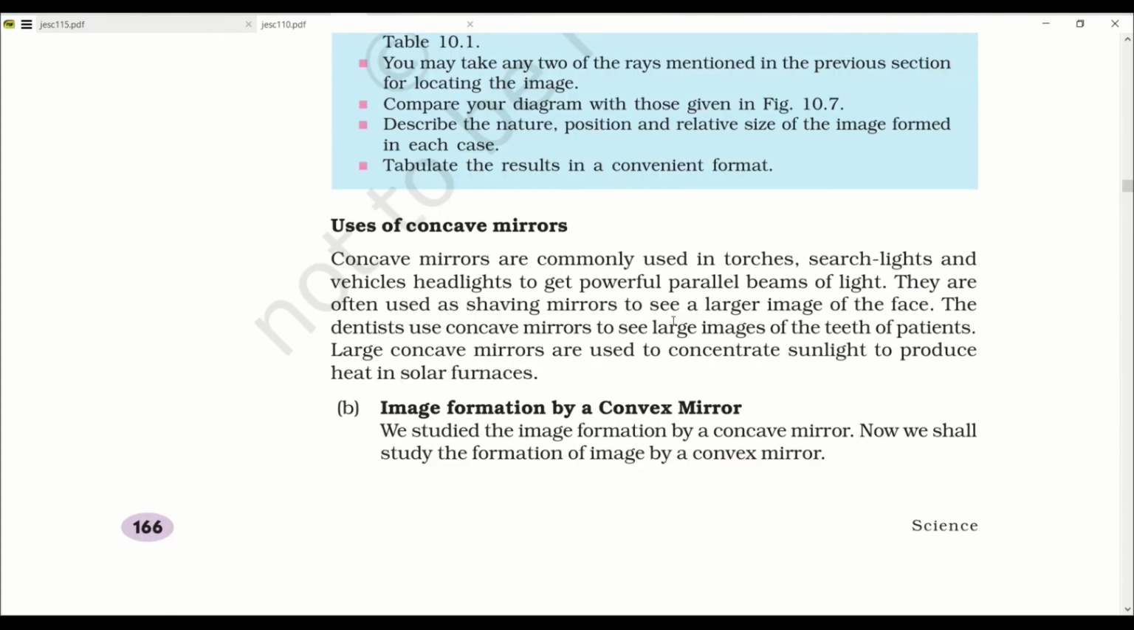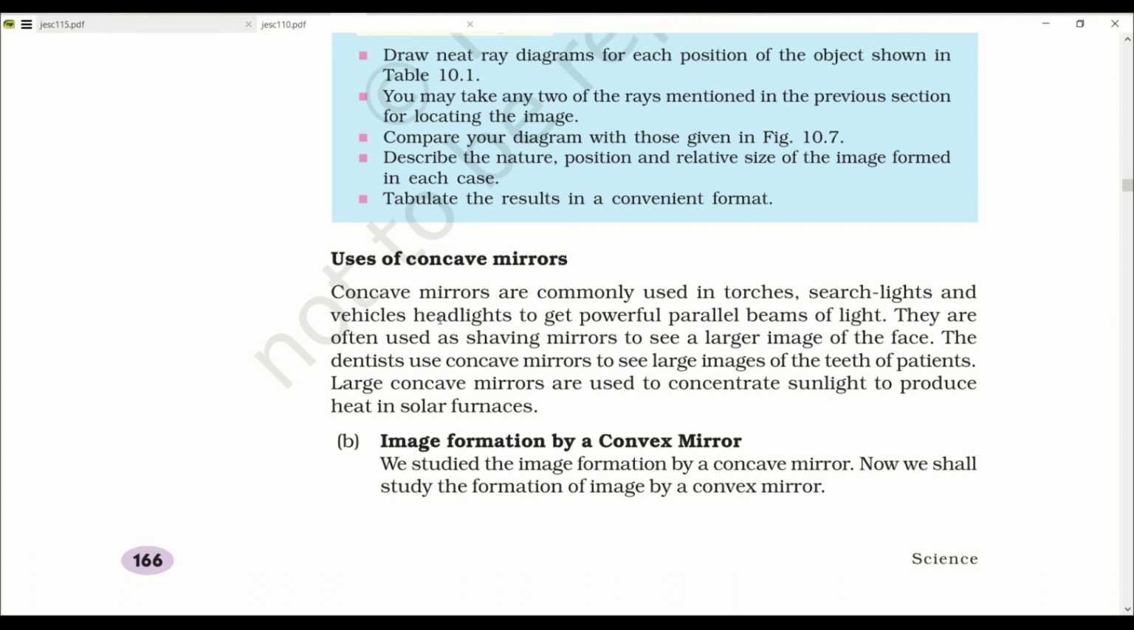Then we have uses of concave mirror. Concave mirrors are commonly used in torch, searchlight and vehicle headlight to get a powerful and parallel beam of light. Why do we use concave mirror in all these cases? Because we need a powerful beam of light to spread in a large area and at a far distance. They are often used as shaving mirror to see a large image of the face. The dentists use concave mirror to see a large image of teeth of patient. Large concave mirrors are used to concentrate sunlight to produce heat in solar furnaces.